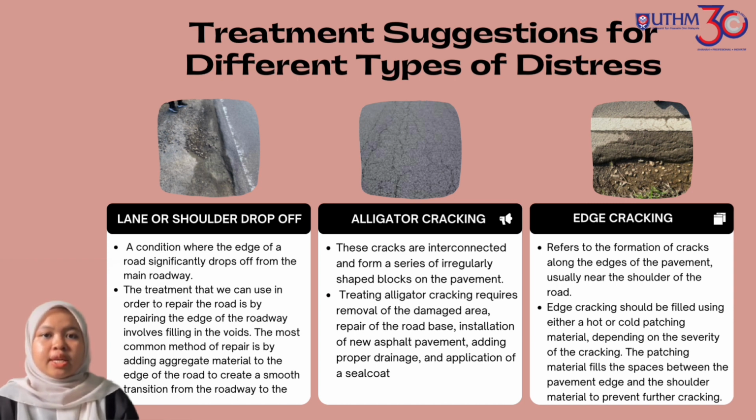For alligator cracking, these cracks are interconnected and form a series of irregularly shaped blocks on the pavement. Treating alligator cracking requires removal of the damaged area, repair of the road base, installation of new asphalt pavement, adding proper drainage and application of a seal coat. For edge cracking, it refers to the formation of cracks along the edge of the pavement, usually near the shoulder of the road. Edge cracking should be filled using either a hot or cold patching material, depending on the severity of the cracking. The patching material fills the spaces between the pavement edge and the shoulder material to prevent further cracking.